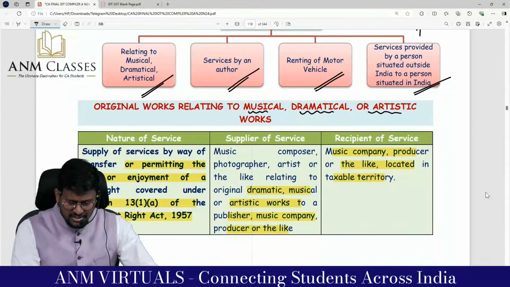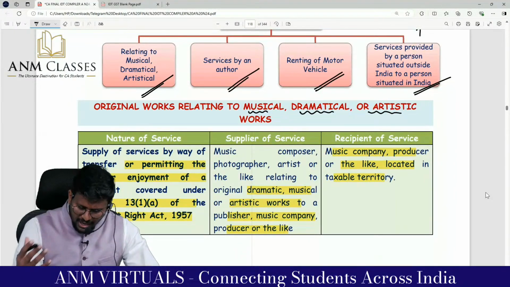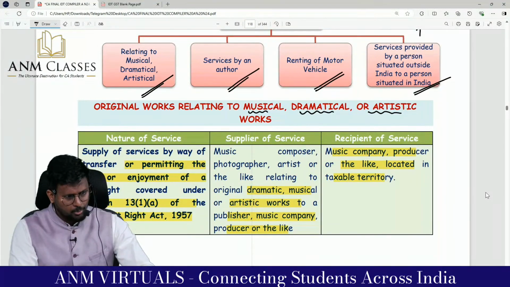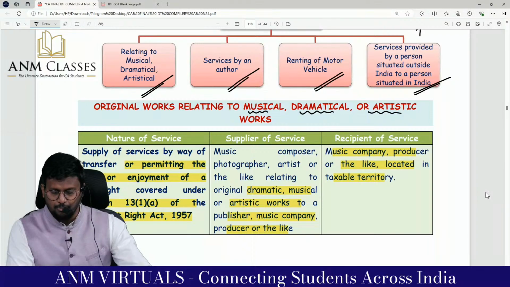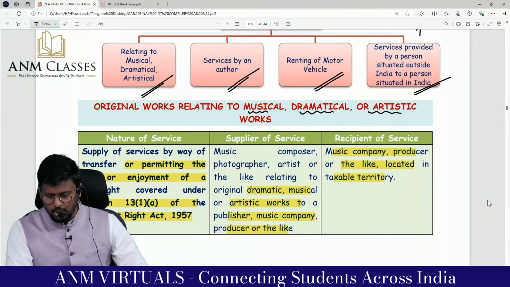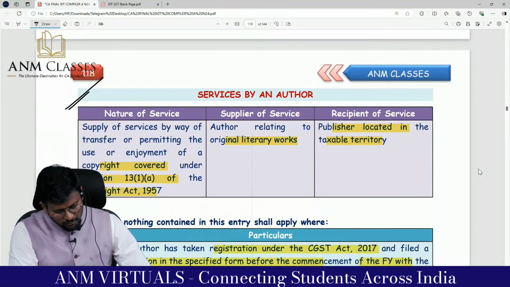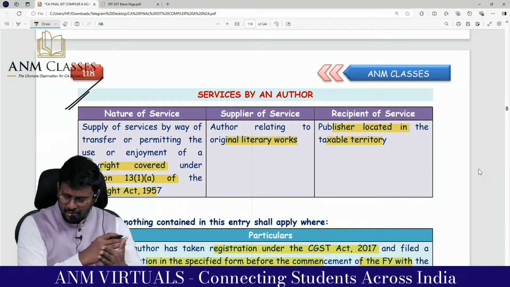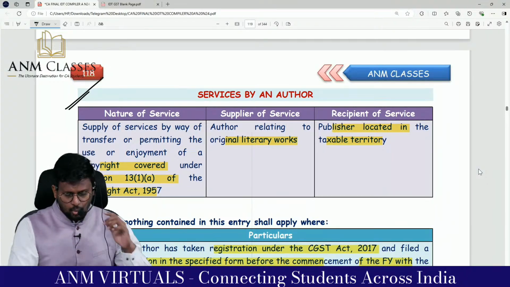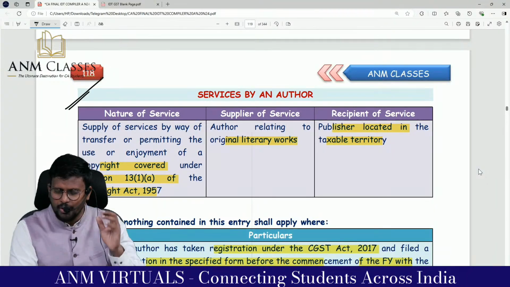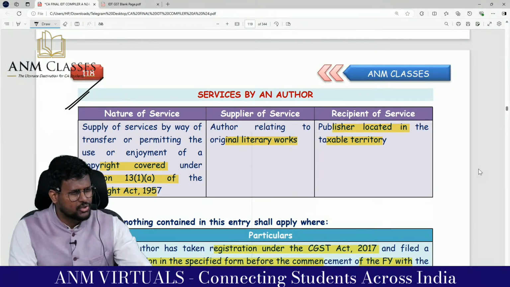With regard to the music composer or photographer or artist or the like, relating to original dramatic music, the service recipient is a music company or producer or the like located in any territory. The music company or the producer or the like located in taxable territory is the person liable to pay GST on RCM. With regard to the author writing books, relating to literary works, the publisher who is located in the taxable territory is the person liable to pay GST on RCM.